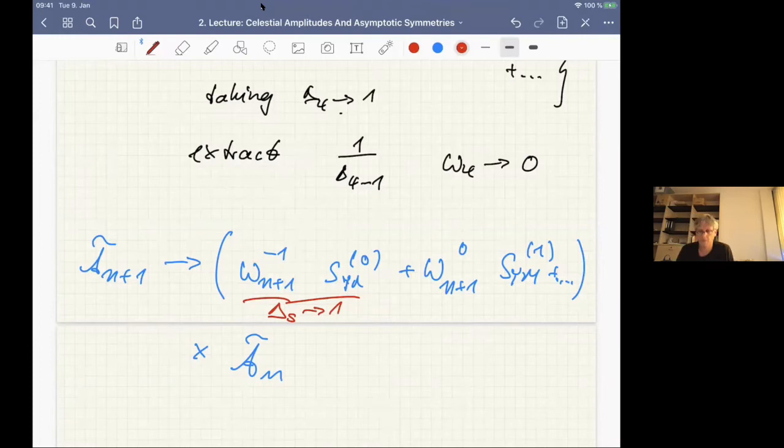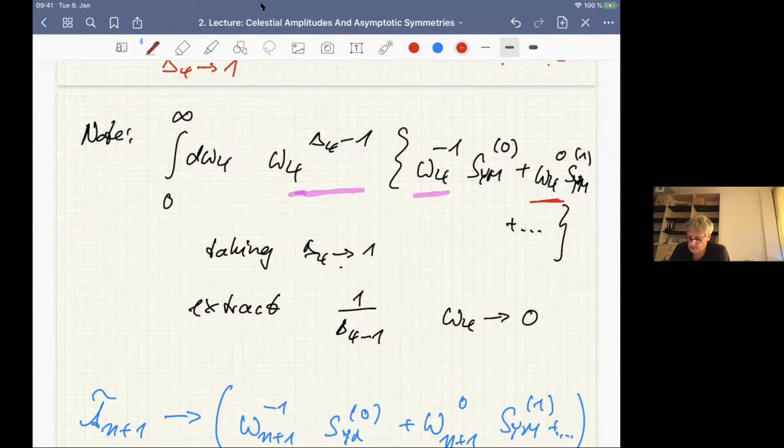And so how do we extract this? Of course, in this small omega 4 expansion, we get this term by sending delta 4 to 0, because then again we get the pole, so there's no omega 4 power here. So that means we get this from epsilon goes to 0.